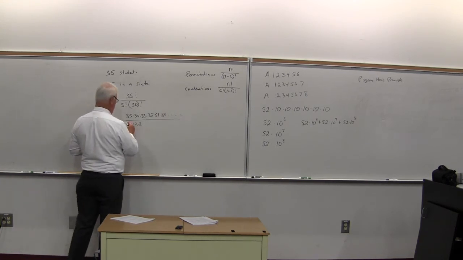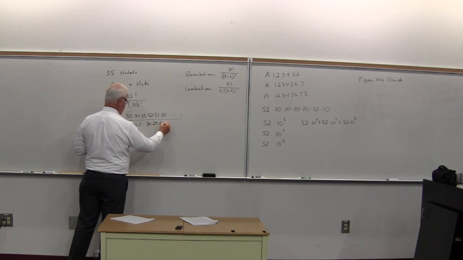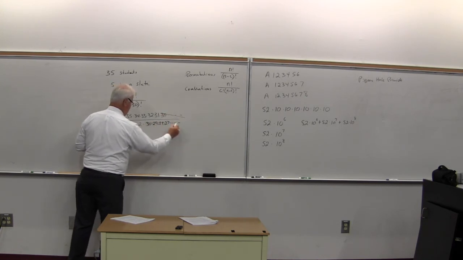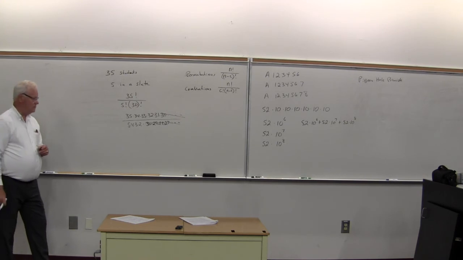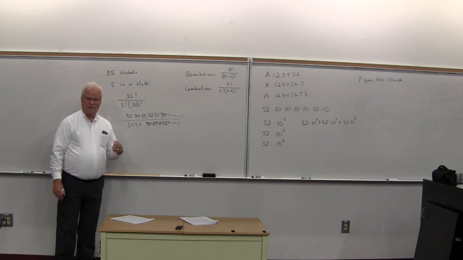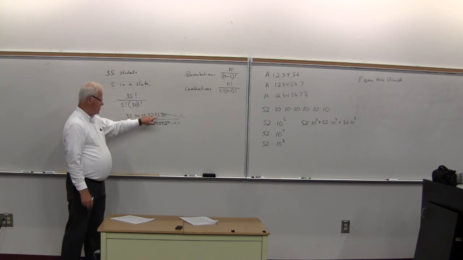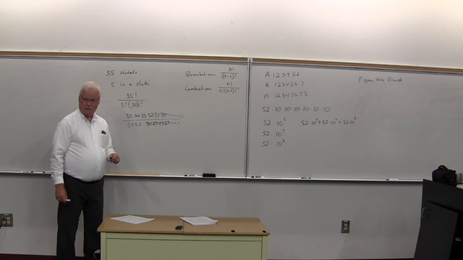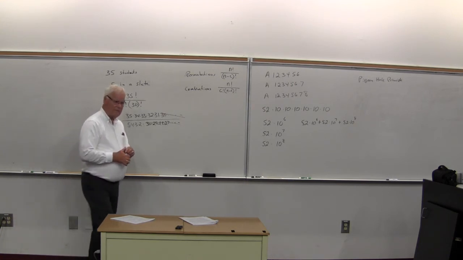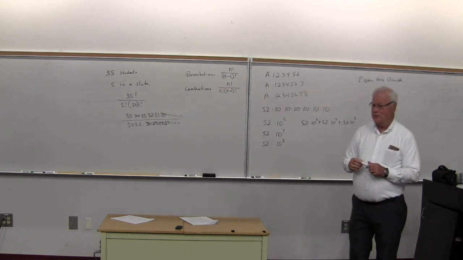Multiply by 1, times 30 times 29 times 28 times 27 all down. And the reason I do that is because those two cancel, don't they? So if I were going to do this without having the factorial tool on my calculator, I could just multiply 35 times 34 times 33 times 32 times 31 and divide by 5 times 4 times 3 times 2. Okay? Does everybody see that? Now that would be the number of combinations.